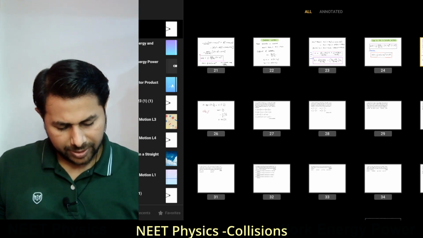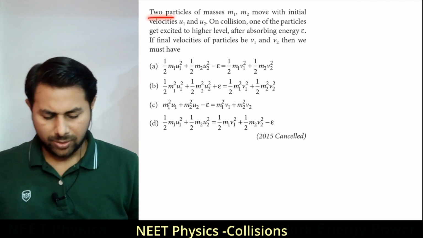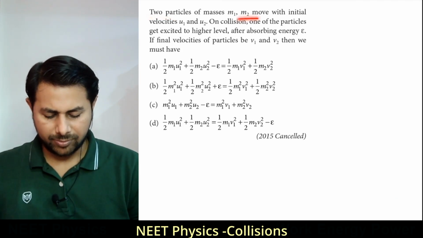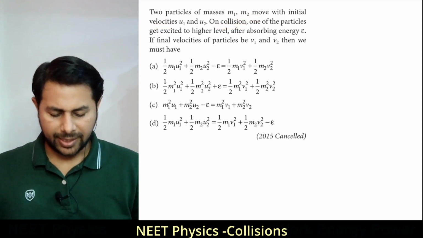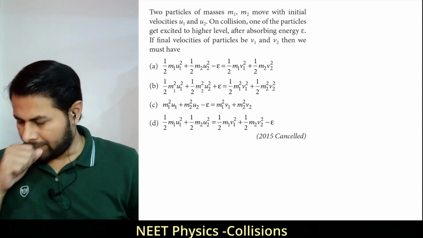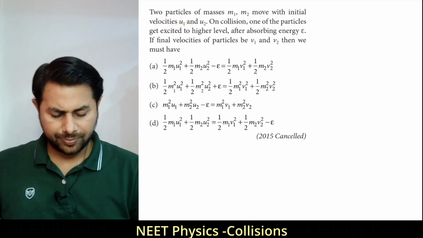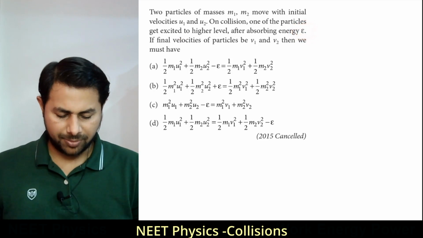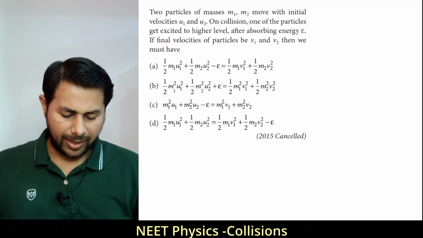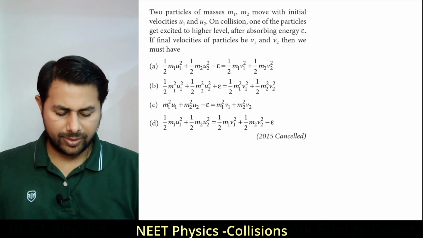Let us see some problems based upon this. Two particles of masses m1 and m2 move with initial velocities u1 and u2. On collision, one of the particles gets excited to a higher level after absorbing energy epsilon. If the final velocities of the particles are v1 and v2, then we must have, what should we have? Tell me.